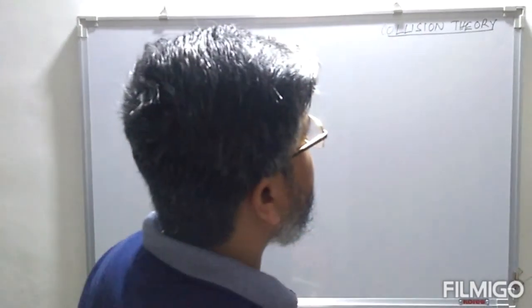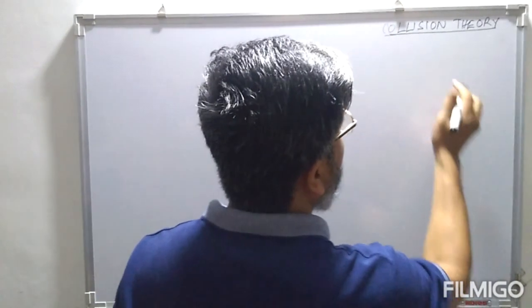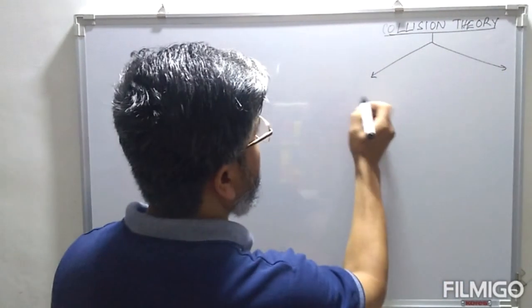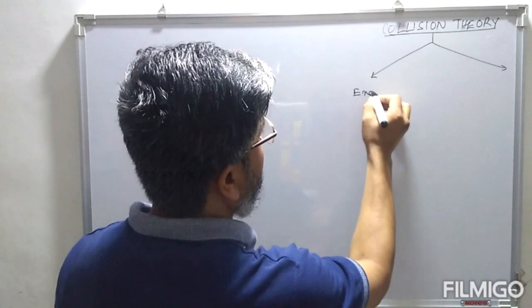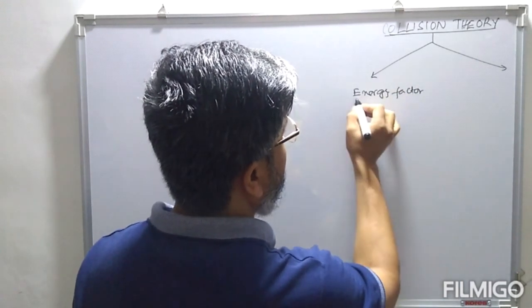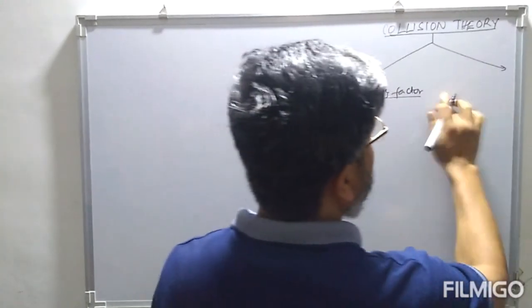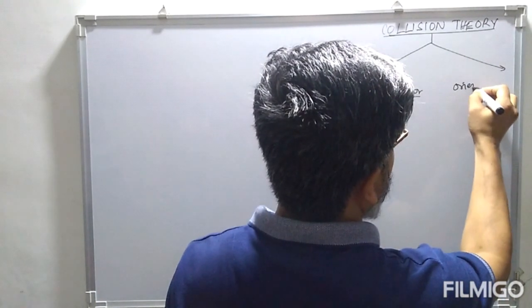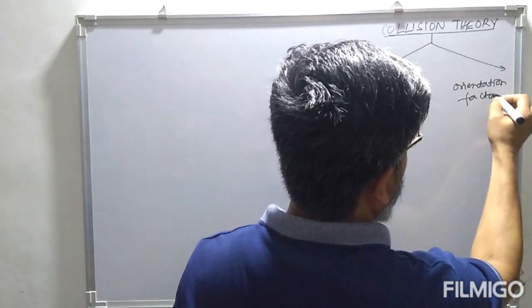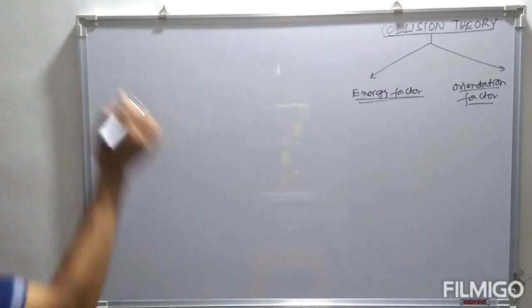Now this collision theory contains two main points. One is the energy factor, and the other one is the orientation factor.